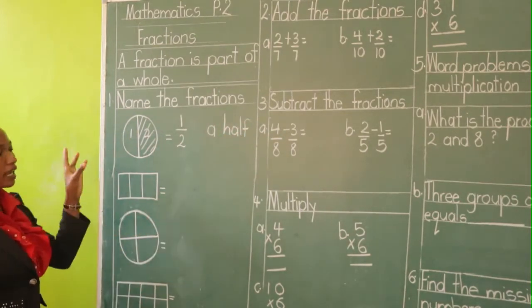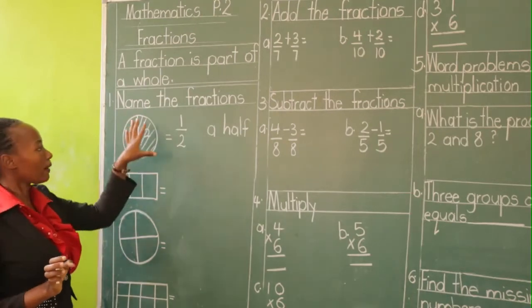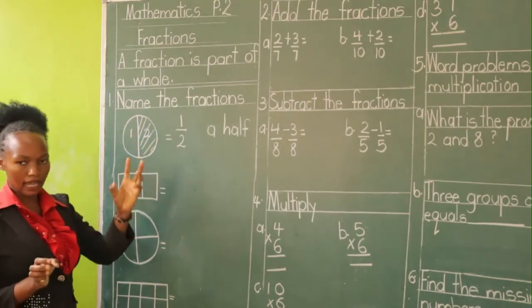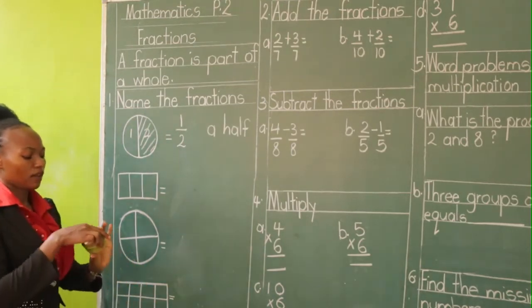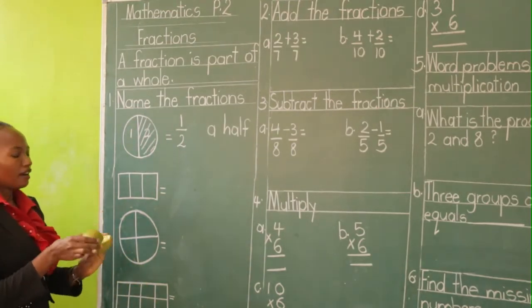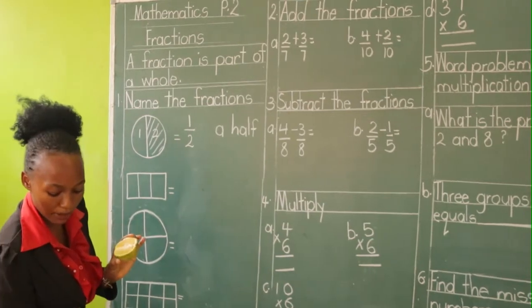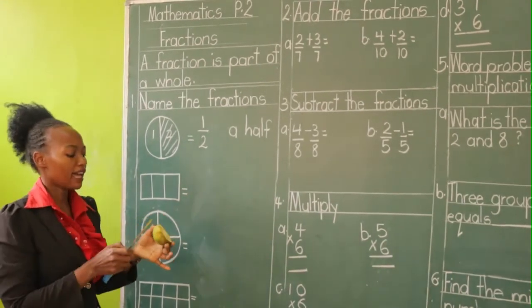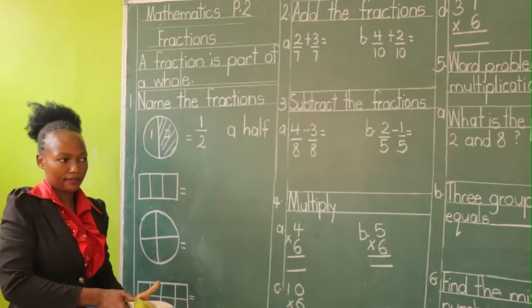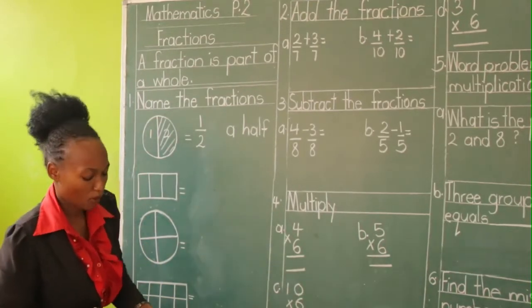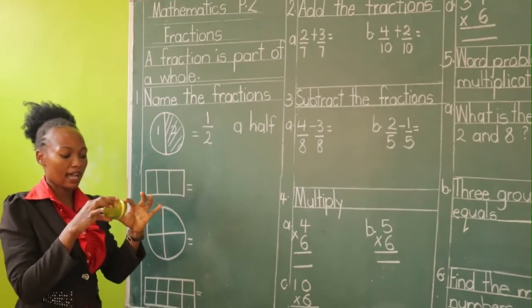It was a whole and we've cut it into two parts. One part, we call it a half of the whole. Now if I get my whole, still cut into two parts, I'm going to get one half and cut it again into a half.